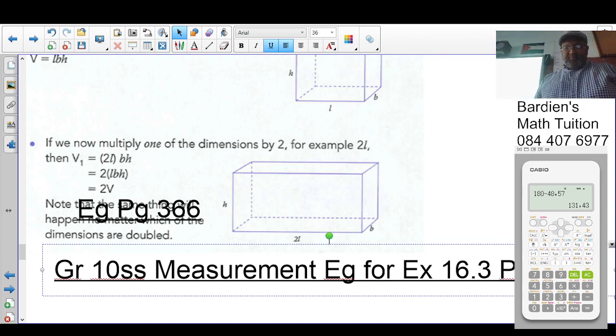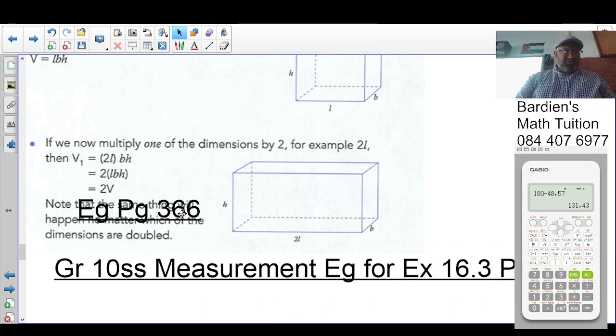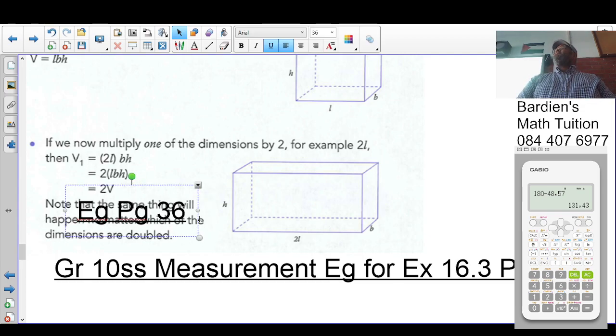16.3, and this is on page 370. Okay, and we are reading from page 370.